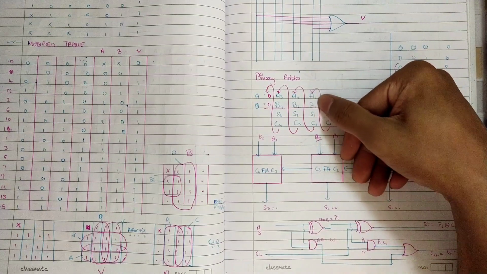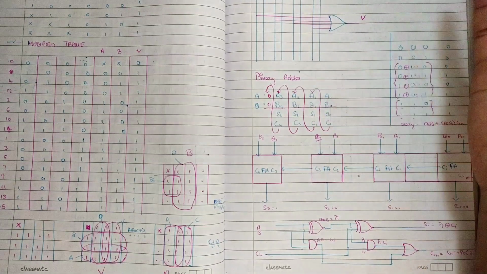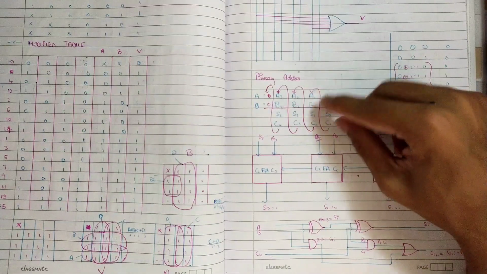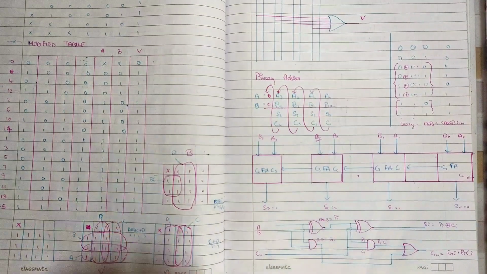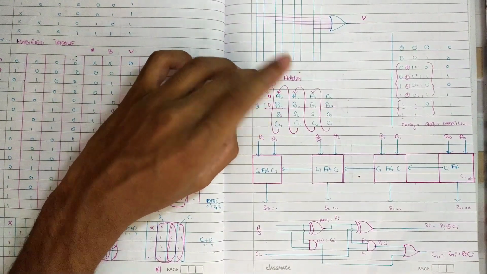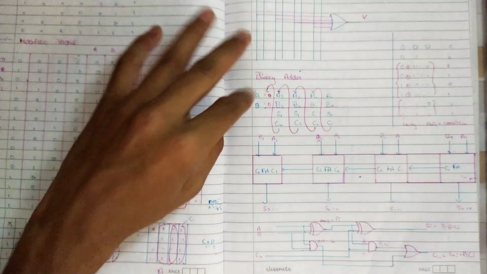Then A1 and B1 get added, we get S1 as sum and one carry, C2. That carry C2 goes here. A2 and B2, when added, give S2 and carry C3. Similarly, at the end, A3 and B3 give S3 as sum and C4 as carry.